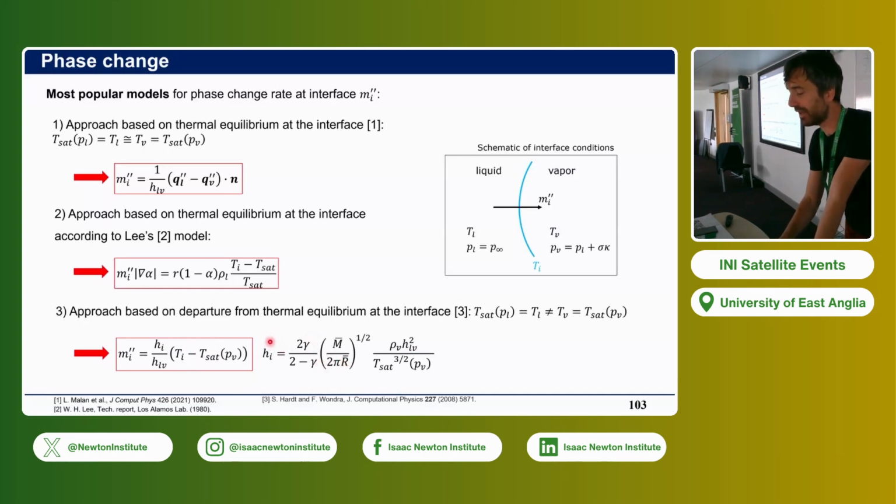Inside this coefficient H, which has the unit of a heat transfer coefficient, so watt per square meter Kelvin, we have molecular mass, M, universal gas constant, R, density of vapor, latent heat, saturation temperature, and an infamous coefficient called evaporation coefficient.